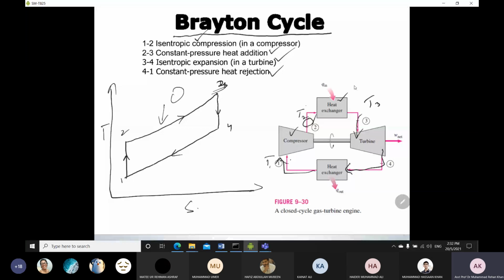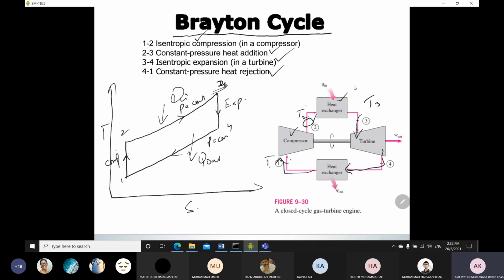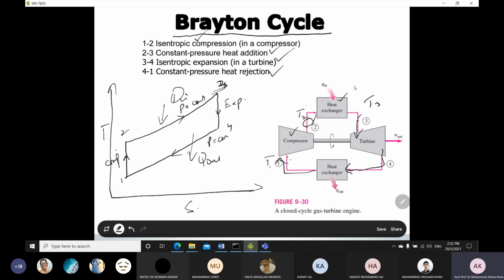This is your Q in, this is your Q out, and you also have to note that this is at constant pressure, and this is also at constant pressure. This is your expansion process, 3 to 4 is your turbine, and this is your compression process. So this is the Brayton cycle TS diagram. You have to note it down, then I will move to the PV diagram. If you have any questions, you can also ask.